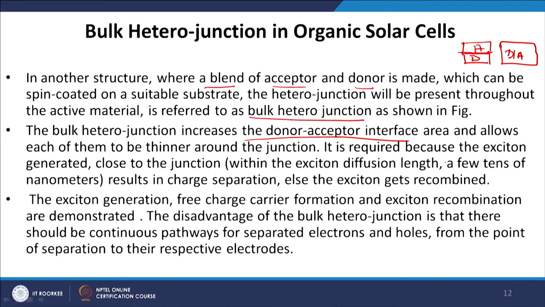On the other hand, if we create a lot of nano interfaces, then the exciton has the probability of using those nano interfaces, or that percolating network, to reach the electrodes. Exciton generation, free charge carrier formation and exciton recombination are the three important parameters in this kind of solar cell, and we will demonstrate it later on. The disadvantage of the bulk heterojunction is that there should be continuous pathways for separated electrons and holes from the point of separation to their respective electrodes. What we mean by that will come in the next slide.